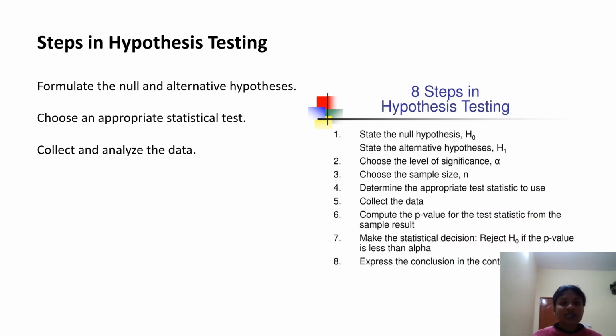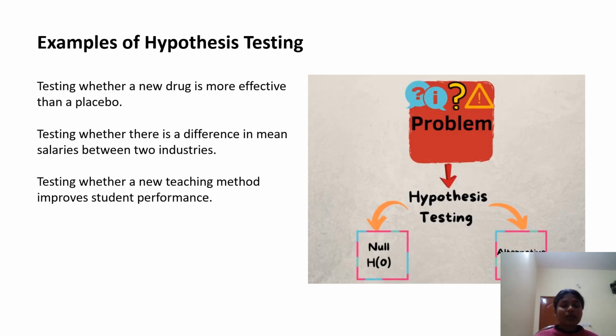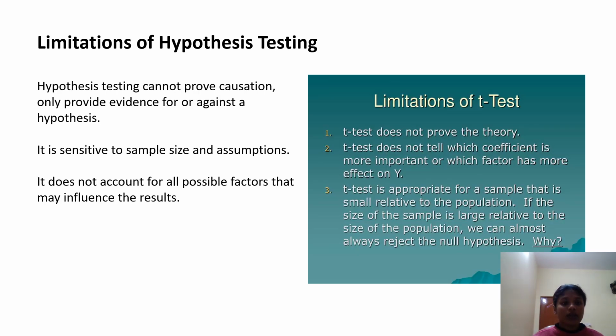Steps in hypothesis testing. Formulate the null and alternative hypothesis. Choose an appropriate statistical test. Collect and analyze the data. Examples of hypothesis testing. Testing whether a new drug is more effective than a placebo. Testing whether there is a difference in mean salary between the two industries. Testing whether a new teaching method improves student performance.